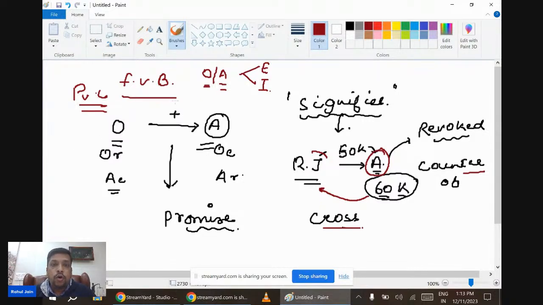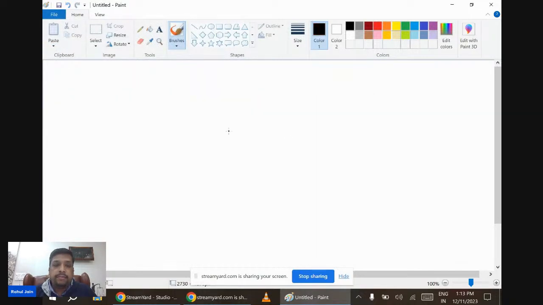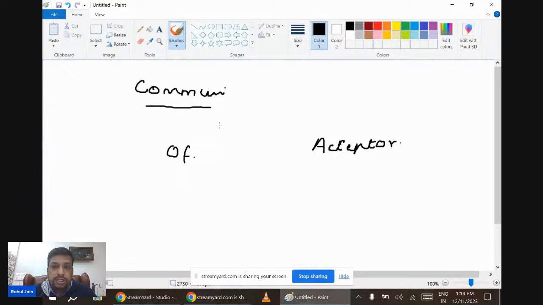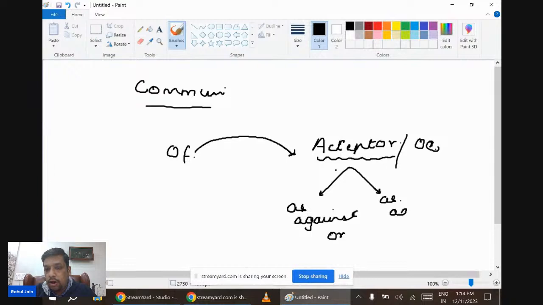Now, sir, you are again and again saying communication. Communication plays a pivotal role in the case of offer and acceptance. What is communication? Communication means conveying. Okay. Now we have two parties, offerer and acceptor. Point to be noted that communication of offer is complete when it comes to the knowledge of the acceptor. It is the same thing. However, when we are talking about communication of acceptance, it is divided into two parts: as against the offerer and as against the acceptor.